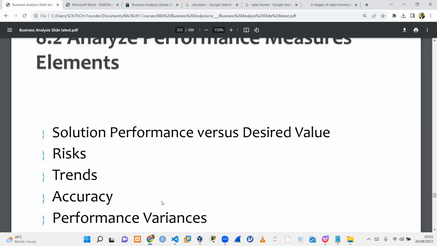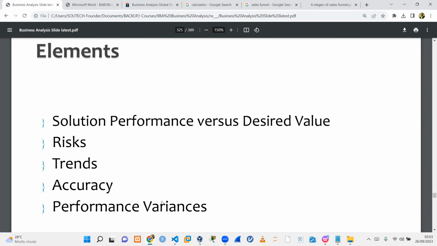Some of the elements you're going to be considering are risks, trends, accuracy. You don't want to look at some performance measures and go overboard. It's always good to be very, very minimalistic. It's always very good to look at the market trends. That's why you're going to see some programs, some solutions are scams. Why? They go overboard beyond the average, the market average. So some trend analysis is going to help you to know what is obtainable.